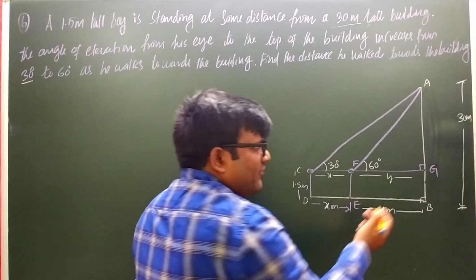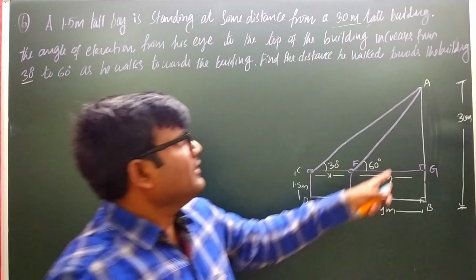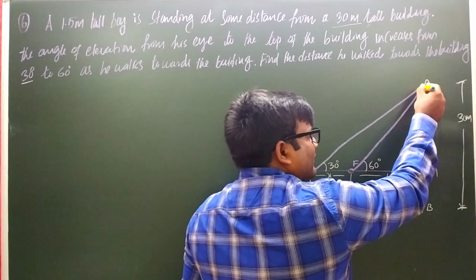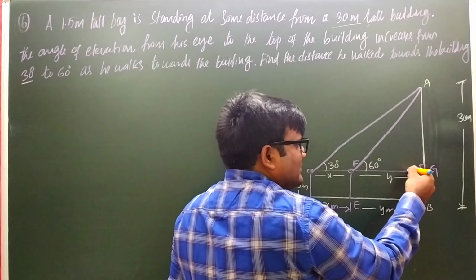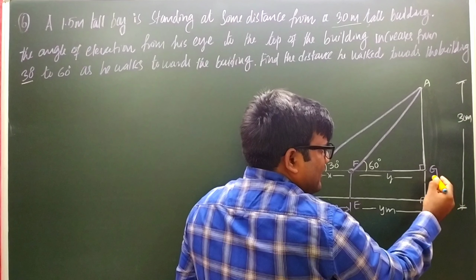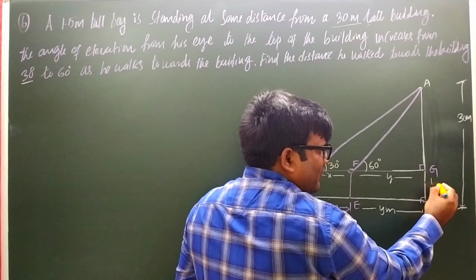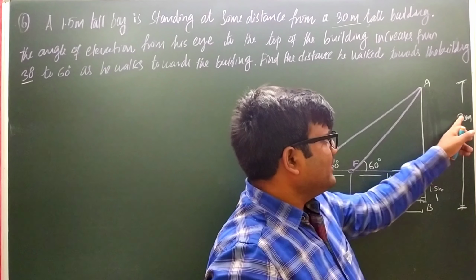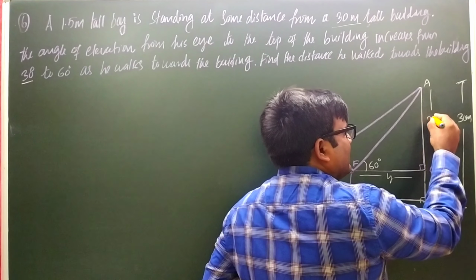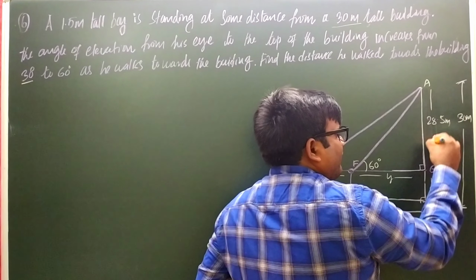Now the total length of AB, the height of the building, is 30 meters. Now we need to consider this right triangle, AGF. What is the length of AG? The total length is 30. From here to here is 1.5 meters. So subtract 30 minus 1.5. So the length of AG becomes 28.5 meters.